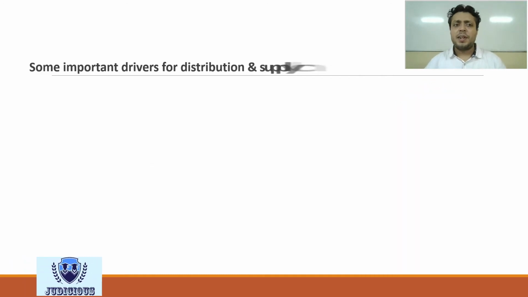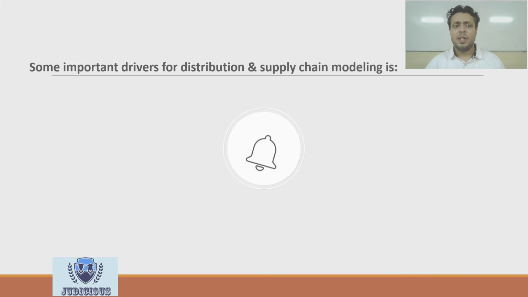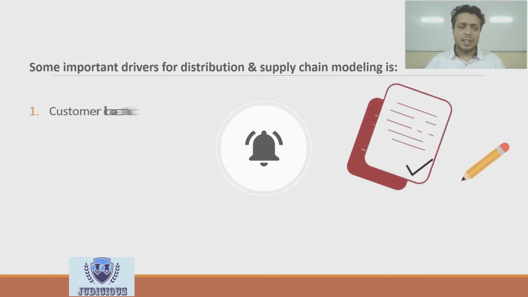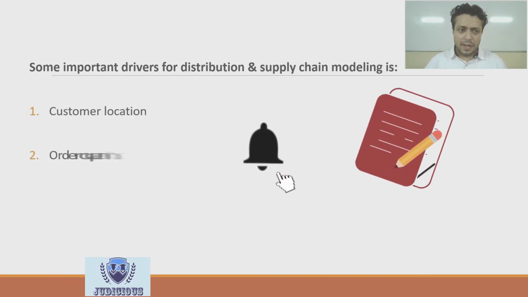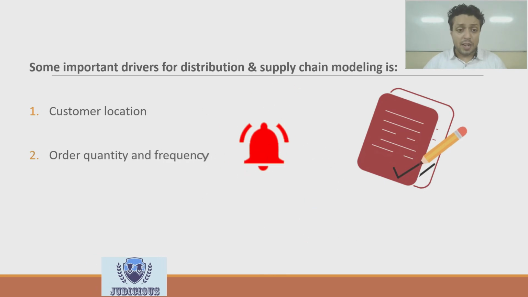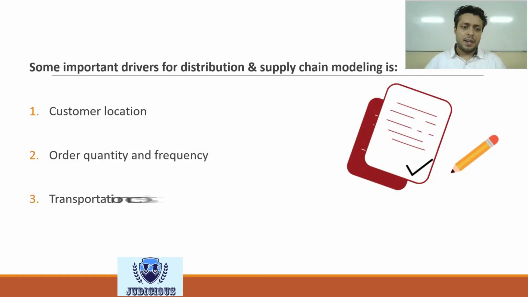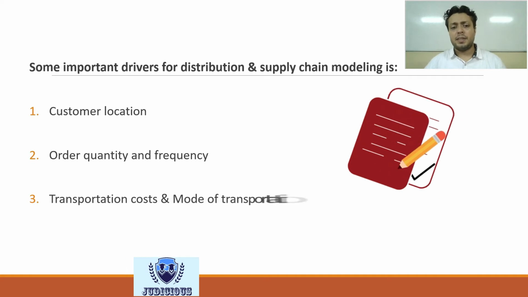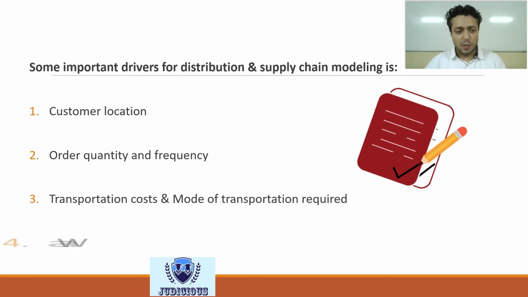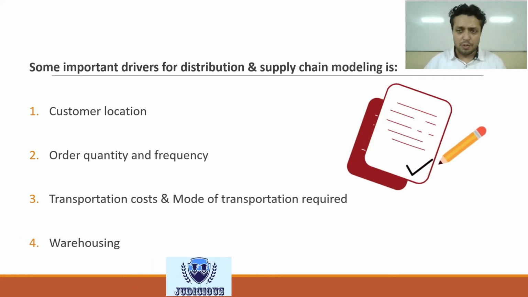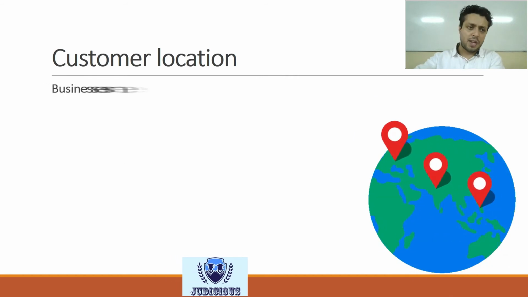There are certain important drivers that are essential for a successful distribution and supply chain modeling. That is, finding a customer location, order quantity and frequency, transportation costs, and the mode of transportation required. The last one is warehousing. So first is a customer location.